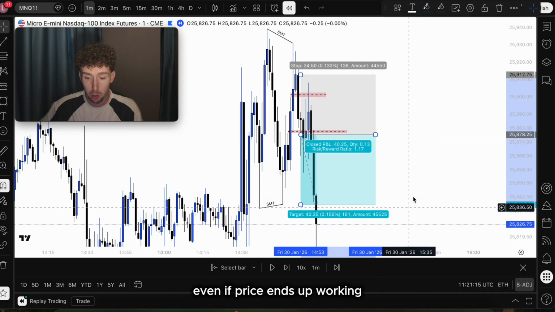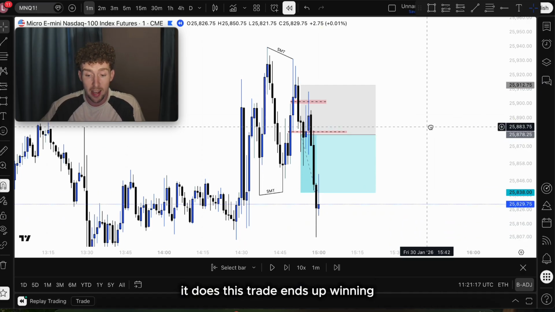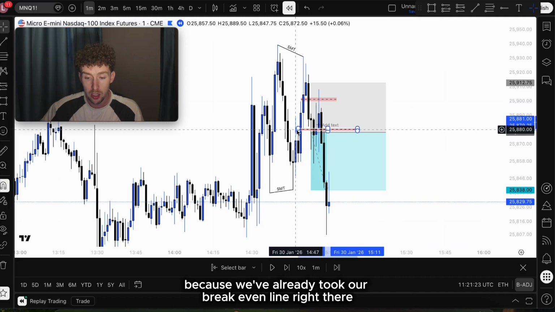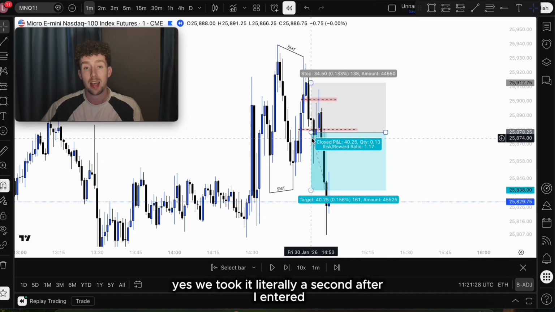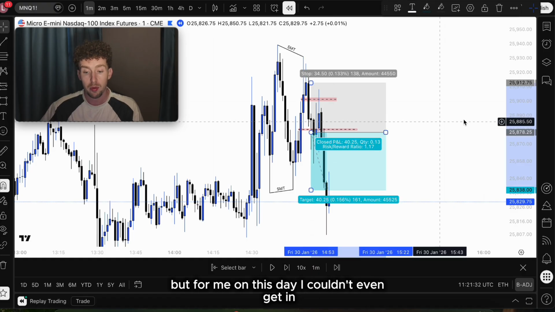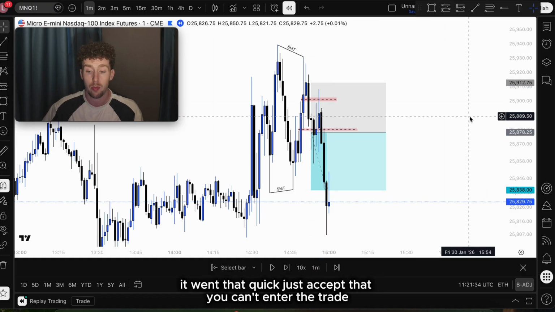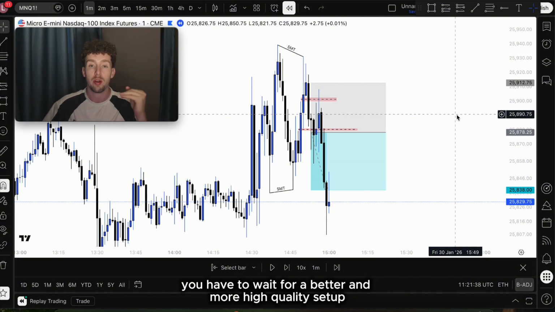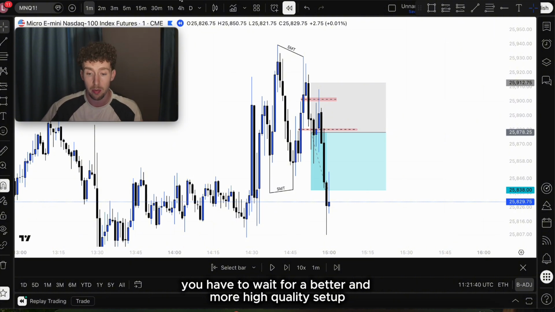Even if price ends up working, it does. This trade ends up winning. But this is not a setup I want to be taking, because we've already taken our break even line right there. Yes, we took it literally a second after I entered, so you would have had to go break even if you got in. But for me on this day, I couldn't even get in. It went that quick. Just accept that you can't enter the trade. You have to wait for a better and more high quality setup.